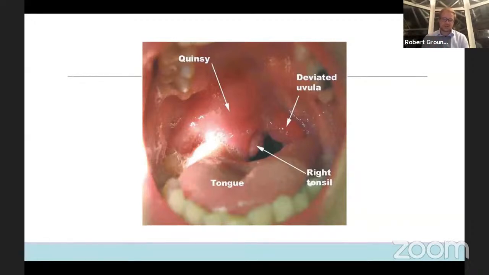So obviously these patients we tend to manage by removing some of that pus, and that tends to make people feel a little bit better a bit quicker.